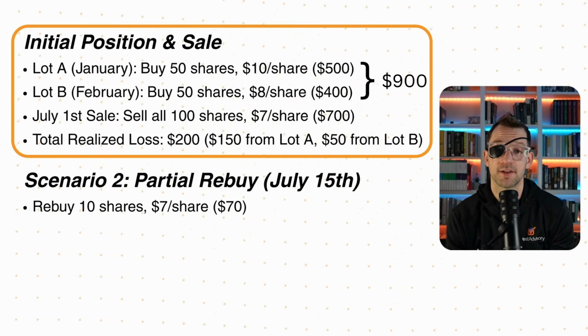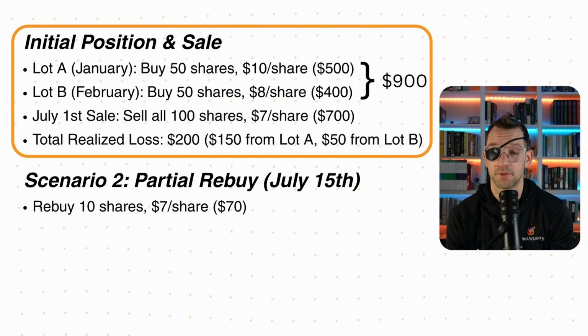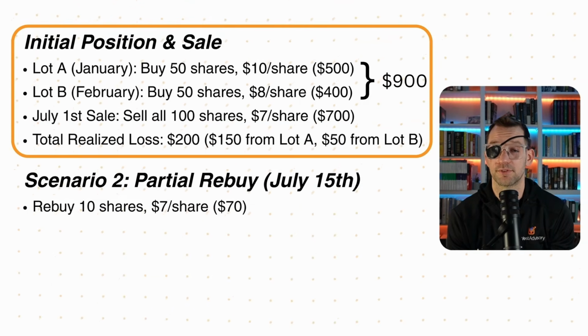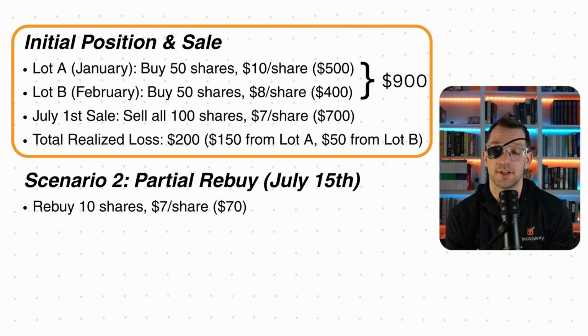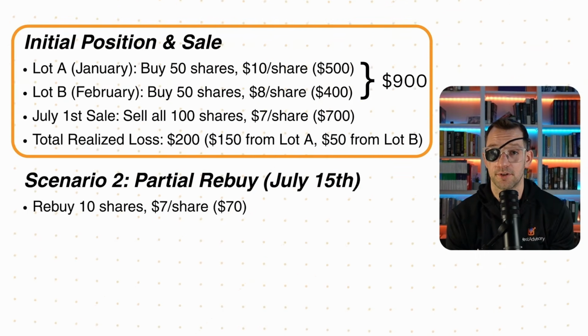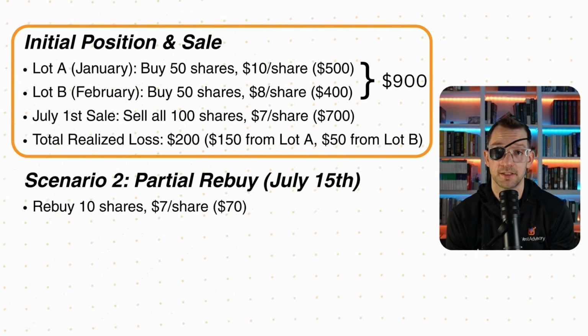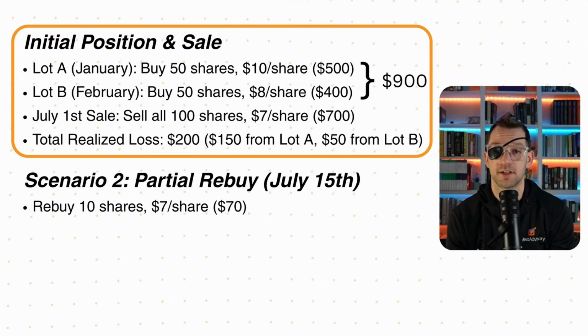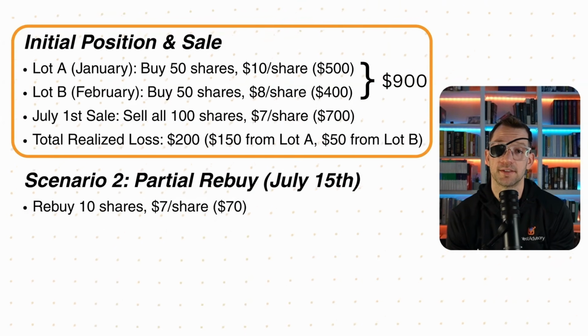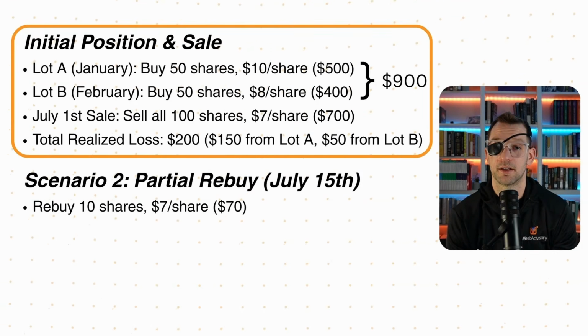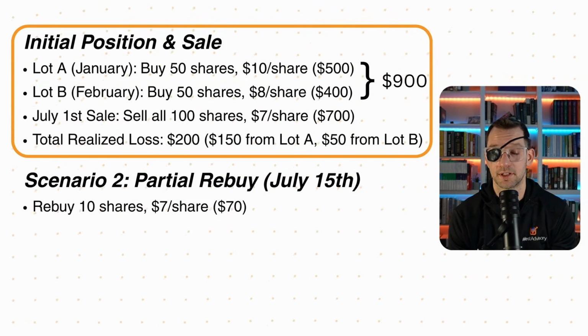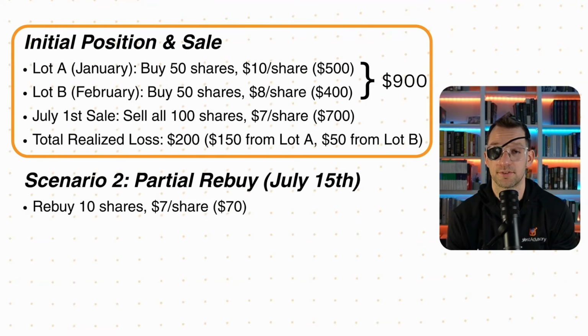Remember, you had a loss of $200. You originally paid $900. You sold for $700, so you had a $200 loss. You bought 50 shares in January at $10 a share. So the loss on those shares is $3 a share. 10 minus 7, $3 a share. If we disallowed losses on 10 of your January shares, then you'd have a total of $30 in disallowed losses, because $3 per share, 10 shares is $30.